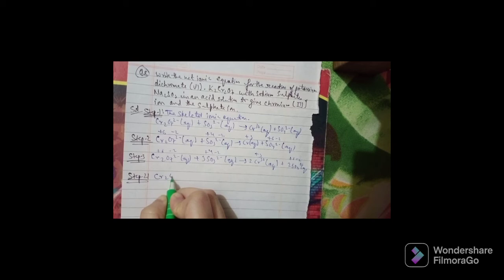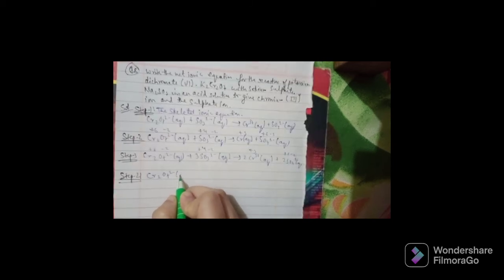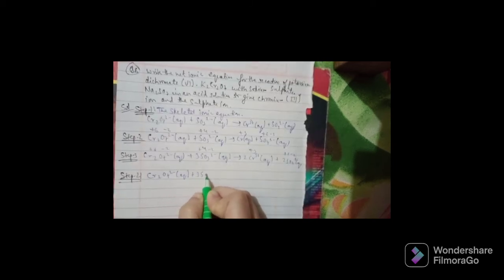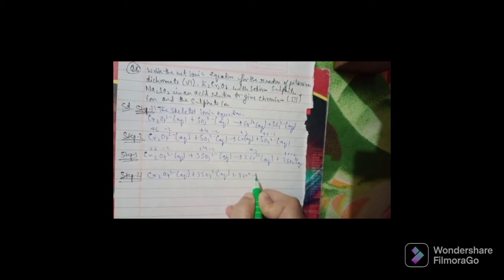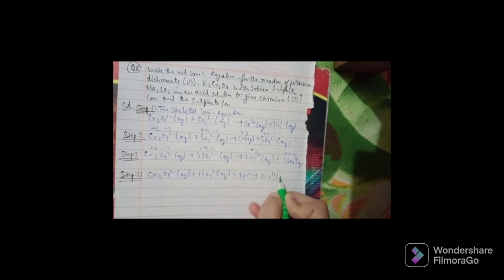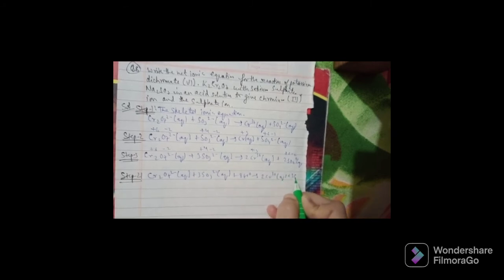As the reaction occurs in the acidic medium and the ionic charges are not equal on both sides, add 8H+ on the left to make the ionic charges equal. It will be Cr2O7 2- (aq) plus 3SO3 2- (aq) plus 8H+ that will give 2 Cr3+ (aq) plus 3SO4 2- (aq).